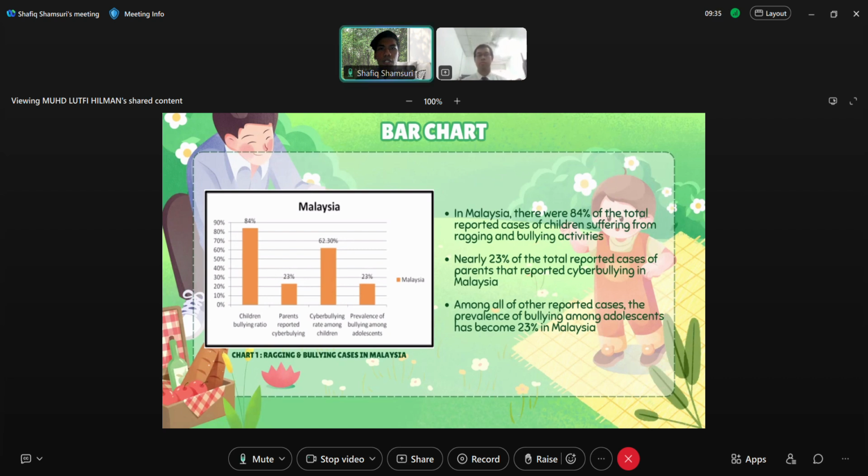This large gap suggests two concerning issues. First, a very high prevalence of bullying behavior in schools or educational settings. Second, a low rate of parental reporting or awareness of cyberbullying. Understanding these data points helps us see that the intervention must not only reduce incidents of bullying, but also increase parental and community awareness, reporting mechanisms, and support systems.